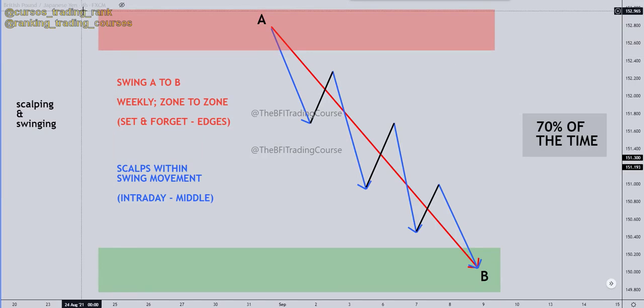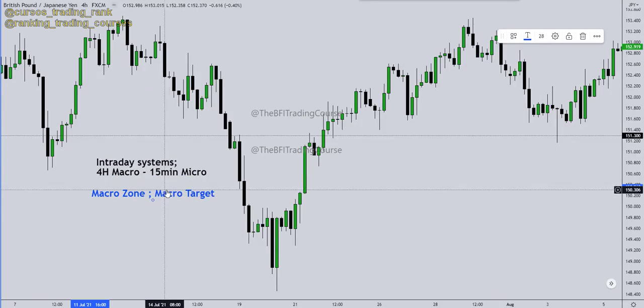It depends on the zone and the time frame of that zone. A scalp is any trade that you take off a 4 hour zone. We can call it intraday systems. 4 hour is the macro, and a 15-minute is the micro used for the entry.